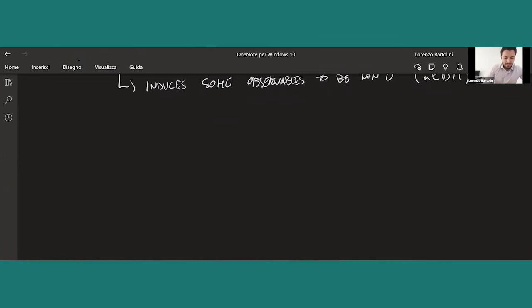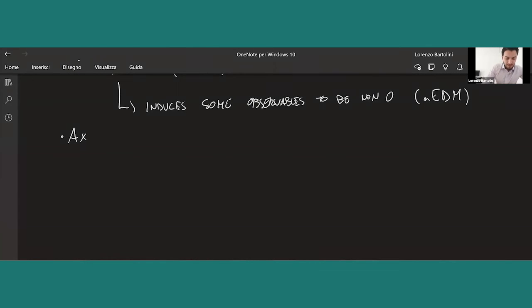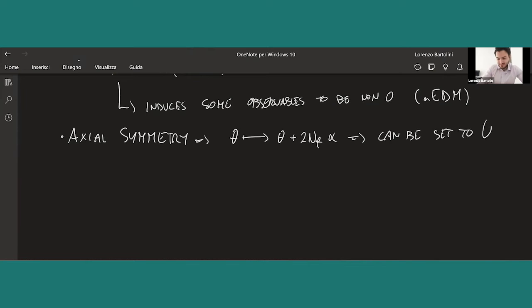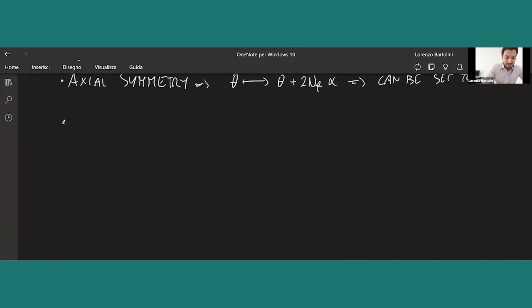Other properties of this theta angle are a bit peculiar. One is that under an axial transformation it shifts: theta goes into theta plus 2 N_F alpha, where alpha is the parameter with which you rotated the flavors. And so theta can be set to 0, and it looks like it's not physical. And it is not physical if you don't have massive quarks. But if you have massive quarks, the physical theta, let's call it theta bar, is given by theta plus the argument of the determinant of the mass matrix.